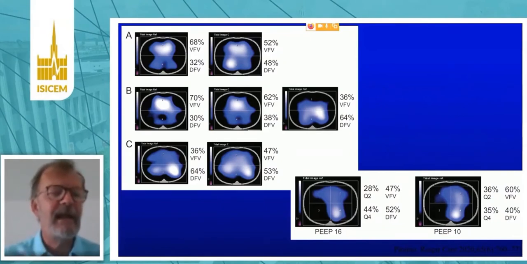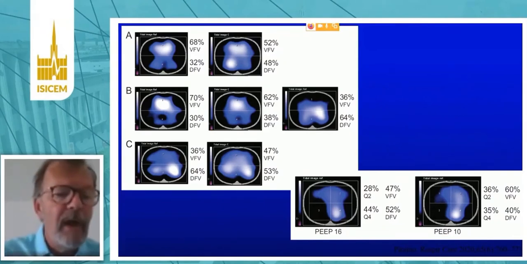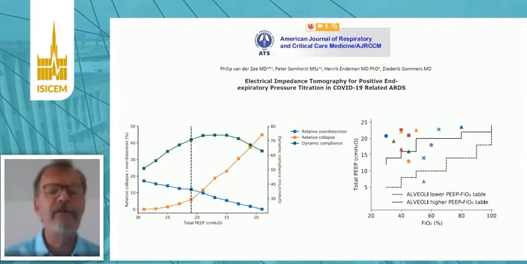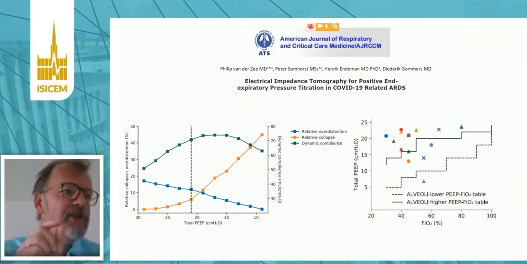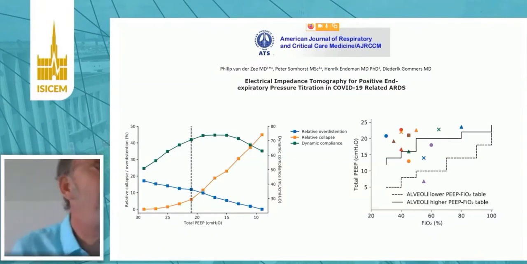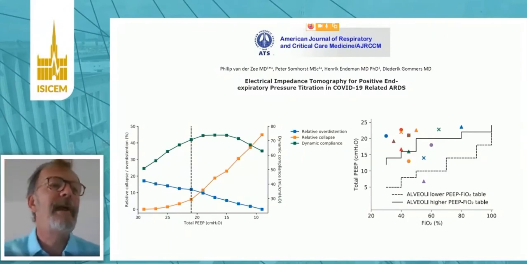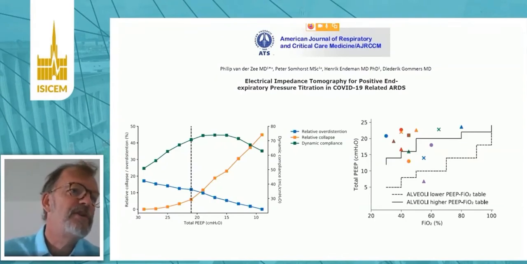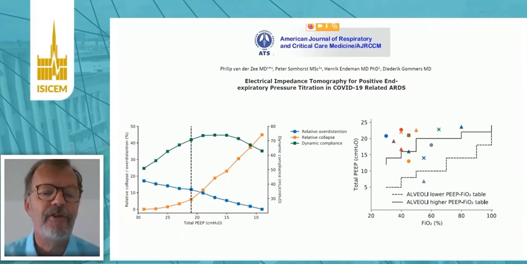However, it does not exactly tell you when it's recruitment or not, so you need to do calculation. And I took an example of a recent study in COVID patients where from the change in local compliance of each pixel, you can calculate whether the compliance increases, which is called recruitment, so it decreases in collapse, or when the compliance decreases, which means hyperinflation.